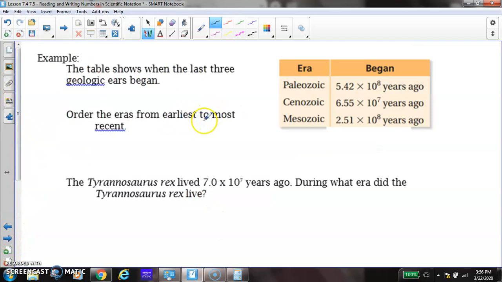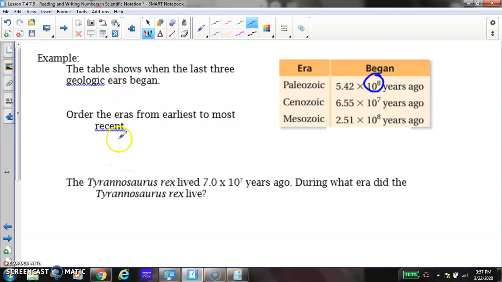Additionally, you can use those tricks that we've learned before to help you order these numbers in scientific notation from largest to smallest. We know that the larger exponent we have on 10 is going to tell you when you have a number that is much bigger. So this is talking about geological eras. So we have the Paleozoic, the Cenozoic, and the Mesozoic eras. This happened a really long time ago, right? Because this has the highest power on 10, this 5.42 times 10 to the 8th.